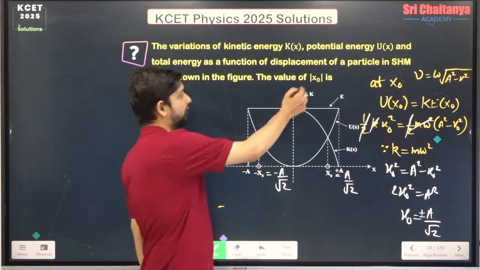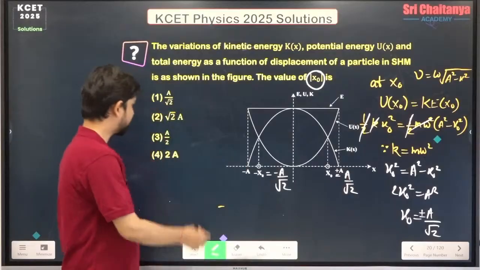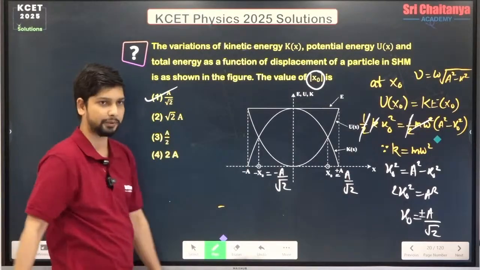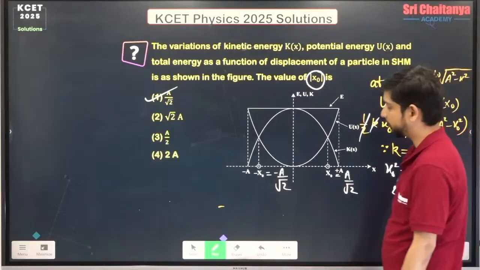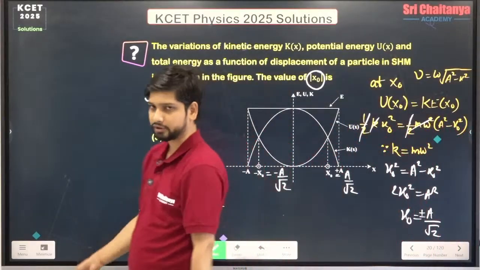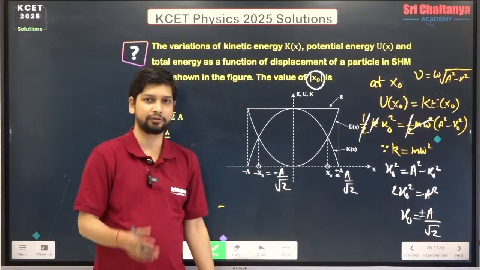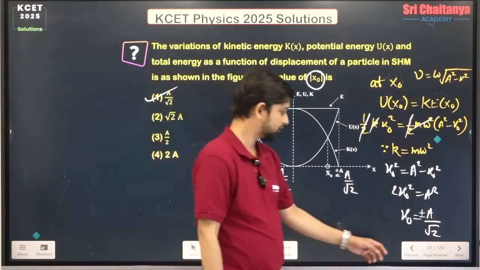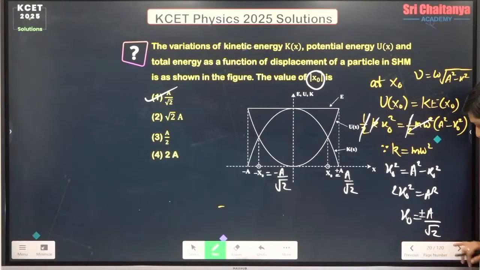And we need to put the value of the magnitude of x naught. So the magnitude of x naught is going to be a by root 2. This is a very simple question. It is just a formula based question that you can solve by yourself. If you are not able to understand anything, you can write down in chat. Okay, so now we are going to move to the next question.